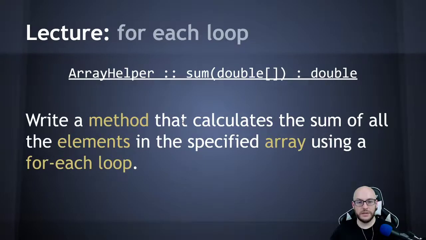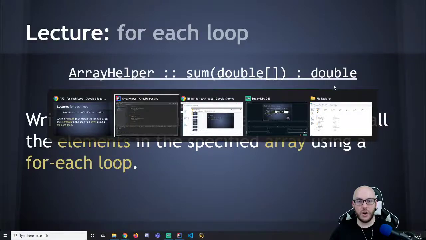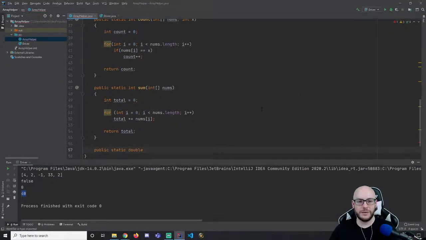Write a method that calculates the sum of all the elements in the specified array using a for each loop. We are taking in a double array. We're returning a double. This is the sum. I want to return the total of all the doubles in this array. Well, that is going to ultimately be a double data type as a result. If I take all the doubles and add them together, I'm going to get a double.